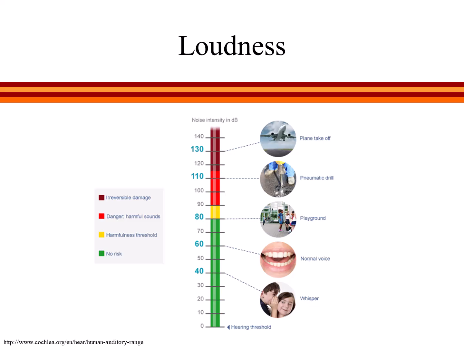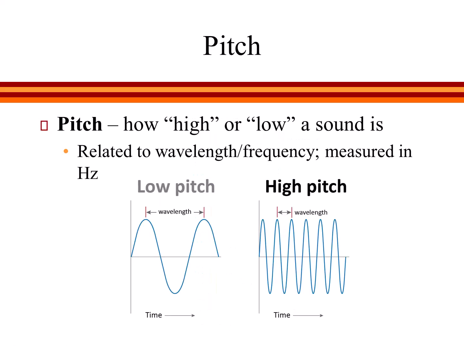In addition to noticing how loud or soft a particular sound is, we can also detect its pitch, that is, how high or low the sound is. Whereas the loudness of a sound is related to its amplitude, the pitch of a sound is a direct result of the wavelength or frequency. Higher sounds have shorter wavelengths, whereas lower sounds have longer wavelengths. The pitch or frequency of a sound is measured in hertz, or the number of cycles per second.